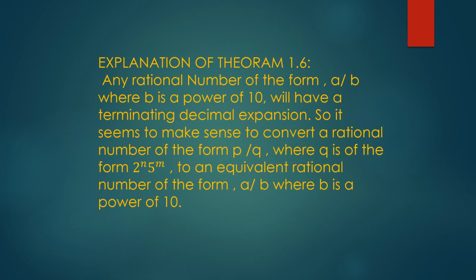Theorem 1.6 follows from theorem 1.5. Any rational number of the form a by b, where b is a power of 10, will have a terminating decimal expansion. So it seems to make sense to convert a rational number in the form p by q, where q is of the form 2 power n, 5 power m, to an equivalent rational number of the form a by b, where b is a power of 10. Now we are going to convert the q in the form of power of 10. This I will explain you with more examples.